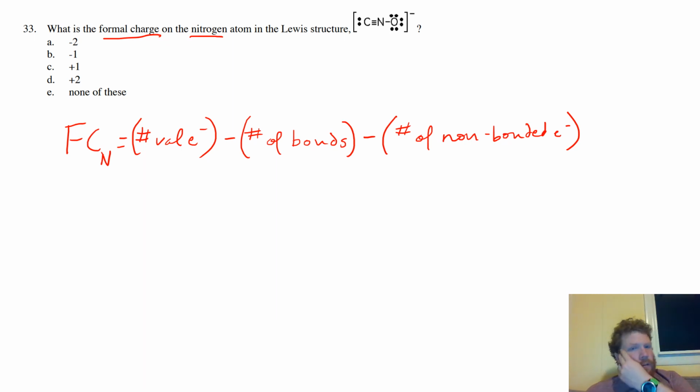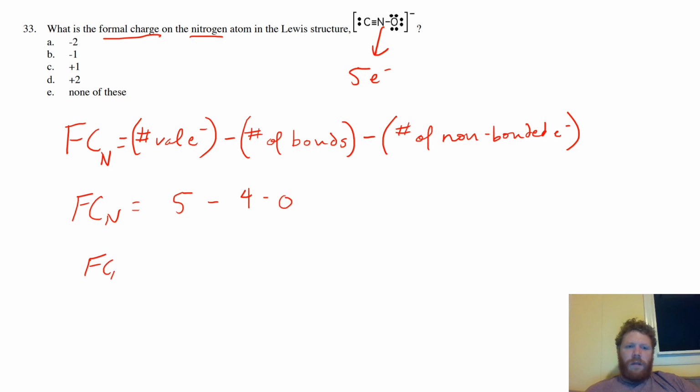Okay, so to solve this, FC sub N is equal to, well, how many valence electrons does nitrogen bring in? From your periodic table, you'll see that nitrogen is in group number 5, so it brings in 5 valence electrons. So 5 minus, how many bonds does that nitrogen have? Here's a triple bond, here's a single bond, so 4. 5 minus 4. And how many non-bonded electrons does nitrogen have here? Well, it has 0. So our FC sub N equals 5 minus 4, which is 1. Specifically, though, it's plus 1. So our answer for this question would be C.